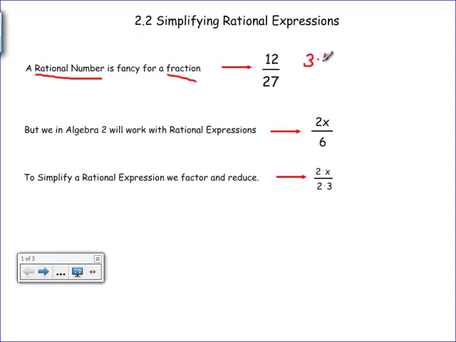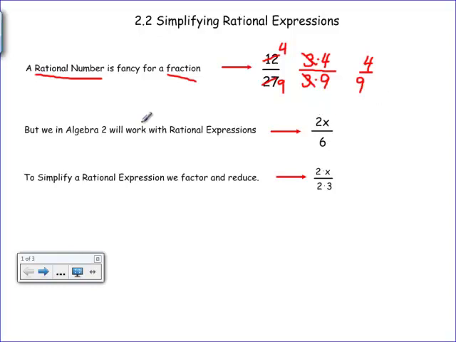3 times 4 is another way to factor 12. 3 times 9 is another way to factor 27. We cross off the 3's and our answer is 4/9. I know most of you say 3 goes into 12 4 times, 3 goes into 27 9 times, and we get the same answer. Well, that's great, but it leads to a little bit of a problem sometimes in Algebra 2. So you're going to see me using this factoring method to cancel things down from now on.